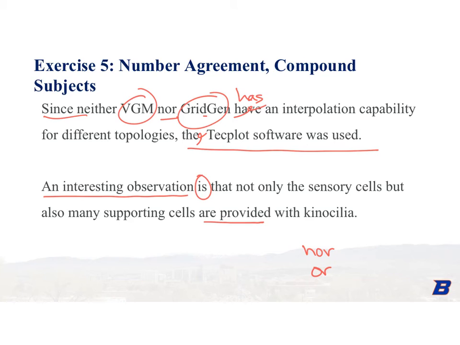You also have not only the sensory cells, which is plural, but also many supporting cells. And that's that plus. But also adds. And so it's all plural. So you get to your verb are, and it's correct. It turns out this one was completely correct.